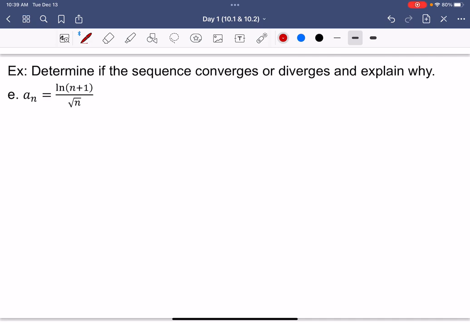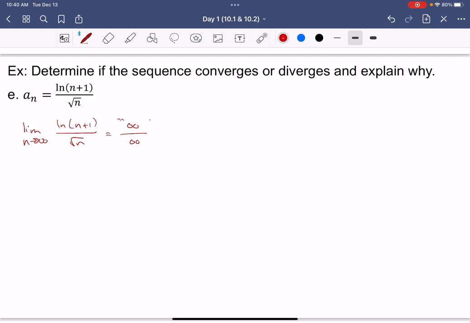Well, first step is the same. You're still going to take the infinite limit of the natural log of n plus 1 over the square root of n. When you go to plug infinity into this, there is no shortcut rule because the natural log is throwing you off there. But when you plug infinity in, the natural log of infinity is infinity. On the bottom, the square root of infinity is infinity.